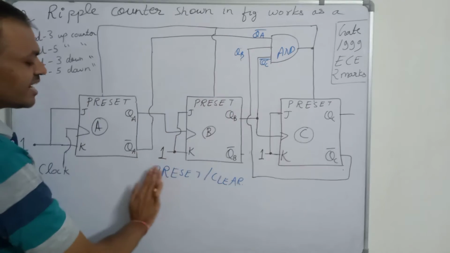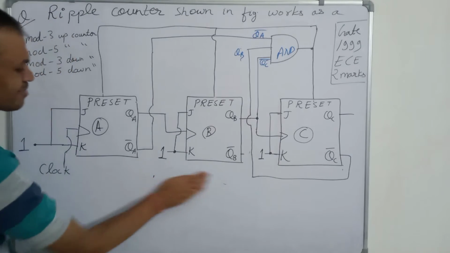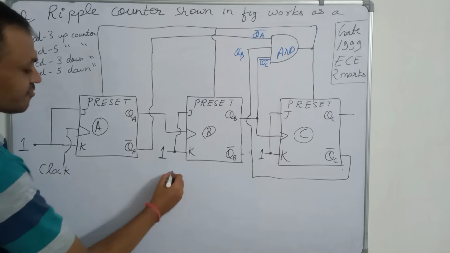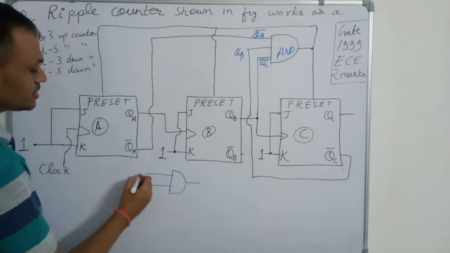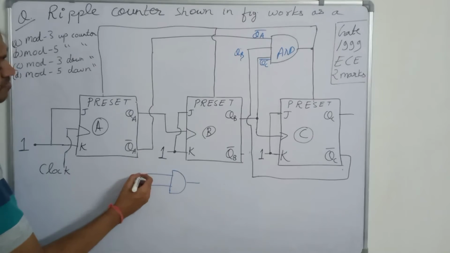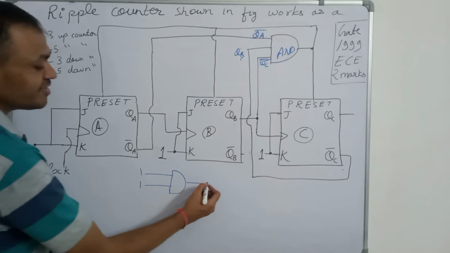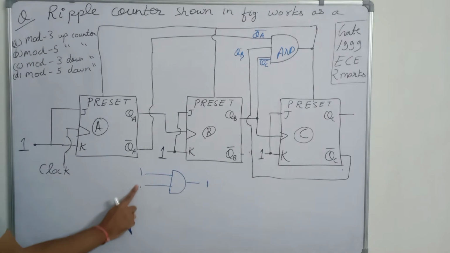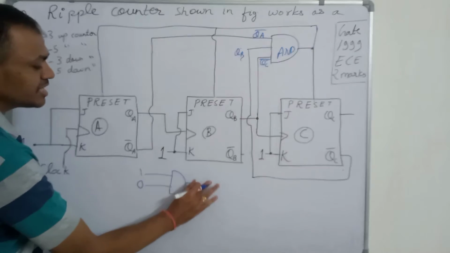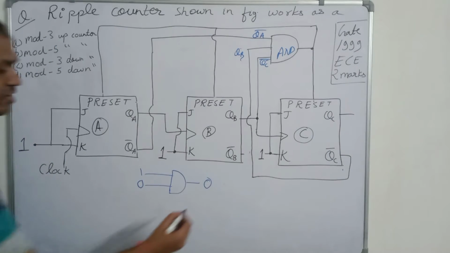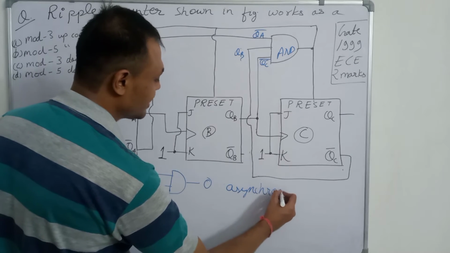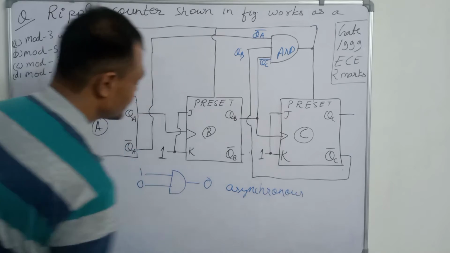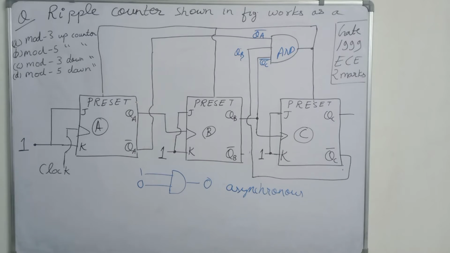So this preset is an asynchronous input. What do we mean by an asynchronous input? Suppose we have an AND gate. If we provide 1 1 as input, then it will give 1 as output. If we change one input to 0, then it will give 0 as output. So it is asynchronous because it does not wait for the clock to arrive. This AND gate does not wait for a clock to arrive.